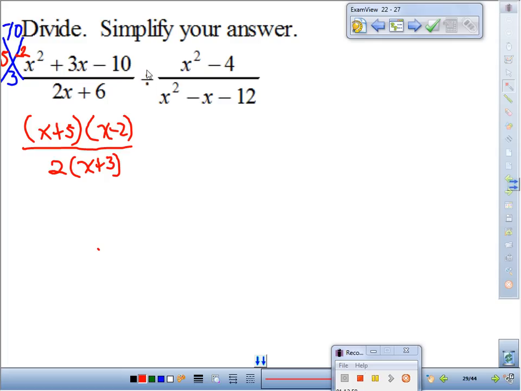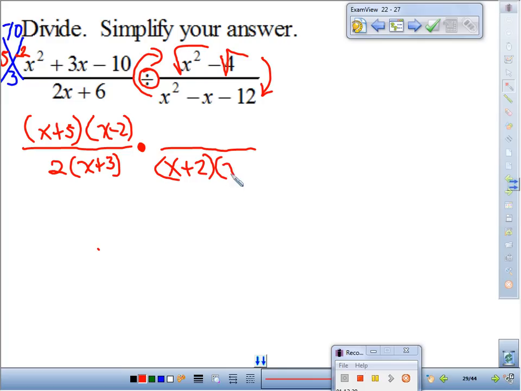Now, check this out. Here, we're going to change this to multiplication. And now we're going to flip this one, the reciprocal, because it's division, right? But before I do, let me factor this. What is this? Everybody look up. Difference of squares. So therefore, that goes on the denominator. x plus 2, x minus 2. Very good. How about this one? What do we do? Power Rangers. Negative 12, negative 1. What are my factors here?